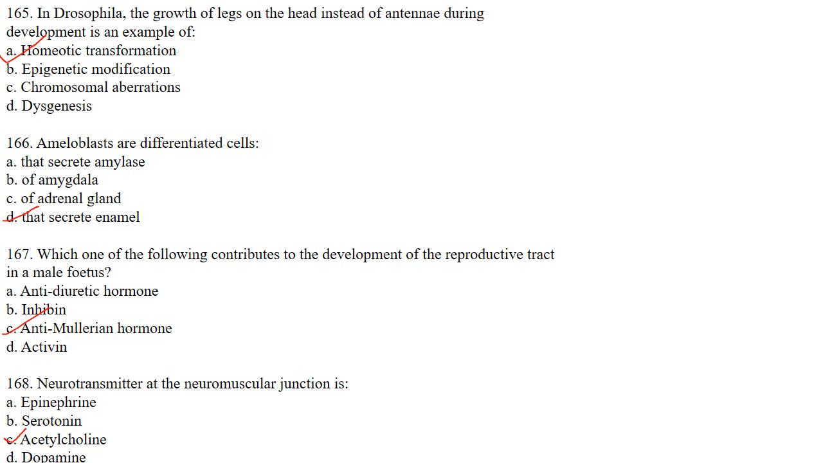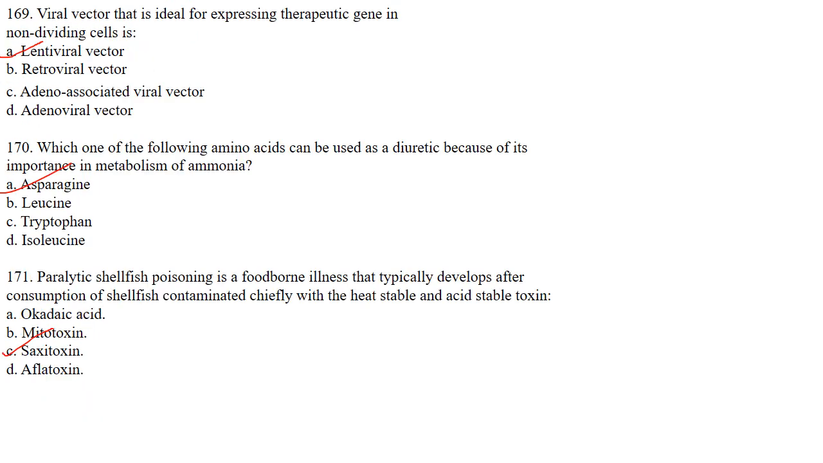Answer is option C. The viral vector that is ideal for expressing therapeutic gene in non-dividing cells is the lentiviral vector. They are derived from human immunodeficiency virus that can transduce non-dividing cells. Answer is option A. Then which one of the following amino acids can be used as a diuretic because of its importance in metabolism of ammonia? Answer is asparagine. It helps to break down toxic ammonia within cells.